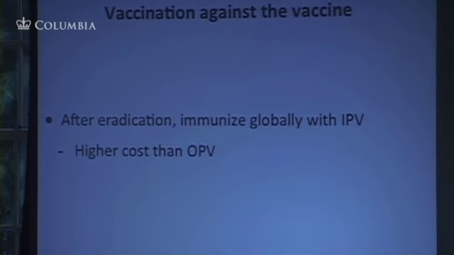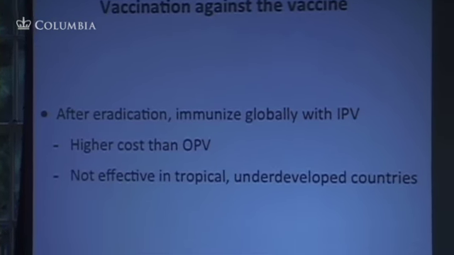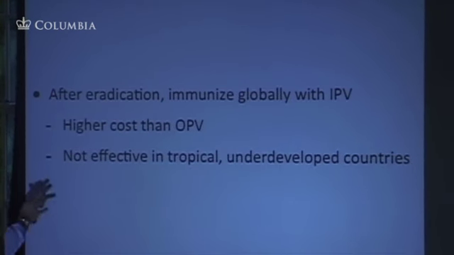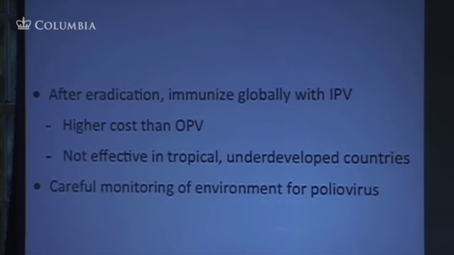OPV you can make for about 5 cents a dose, and IPV is about $1 a dose. But we can just get more money from Bill Gates et al. The real problem is that these inactivated vaccines have not really been shown to be effective in certain tropical underdeveloped countries. So it's a bit of an experiment. We may have to develop a vaccine that is, in fact, better. But I think this makes the most sense to switch to IPV, and then you have to monitor the environment to be able to know when there's no more circulating vaccine-derived polio present.